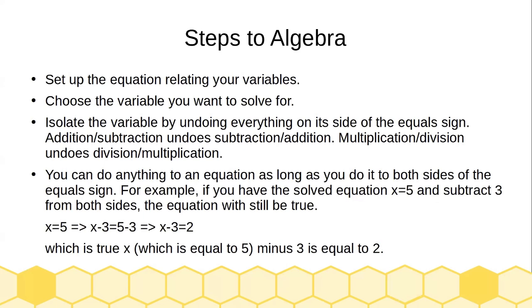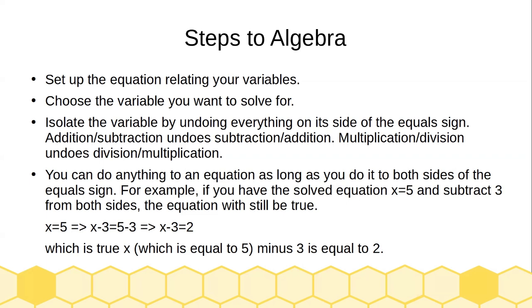So to do algebra, the very basic steps are just: set up the equation relating your variables, choose the variable you want to solve for, and isolate the variable by undoing everything on its side of the equal sign. Addition/subtraction undoes subtraction/addition, and multiplication/division undoes division/multiplication. There are also other functions which undo other functions. For example, a logarithm undoes an exponent, and an arcsine undoes a sine, but we're not going to worry about it. We're just doing very, very basic algebra in this class.